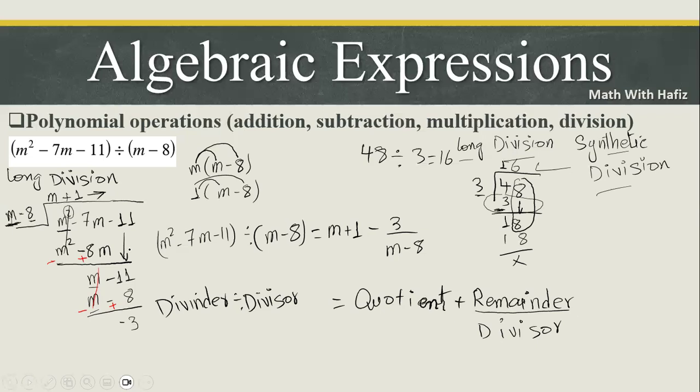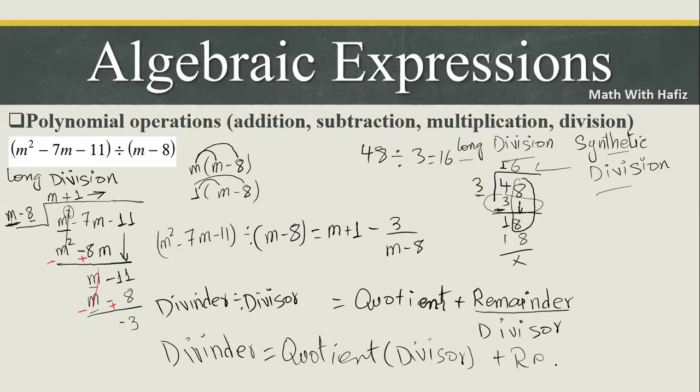Or maybe later on you can find this equation: dividend is equal to quotient multiplied by divisor plus remainder. It's the same concept, the same thing. They just divided by the divisor, so that's why it's like this.